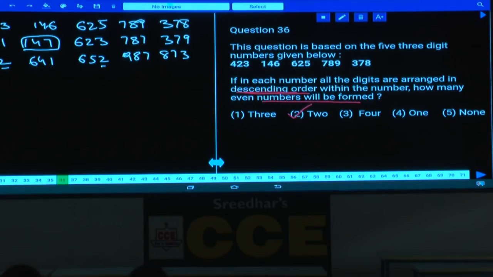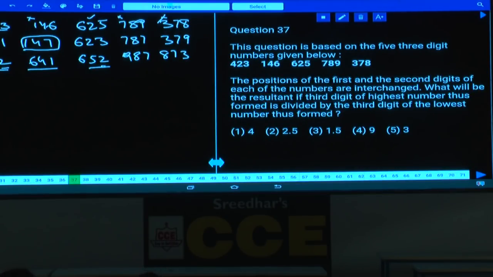Now, in this one, 423, what is the least digit here? Least digit is 2. As it comes at the last place, that is an even number. Now, in this one, the least digit is 1, hence it cannot be an even number. Now, in this one, the last digit is 2, hence it is an even number. Here, the least digit is 7, and it cannot be an even number. And here it is 3, it cannot be an even number. Hence, what is your answer here? 2. In either way, you can work out this one, but rather than writing down the entire number, you can directly work it out.